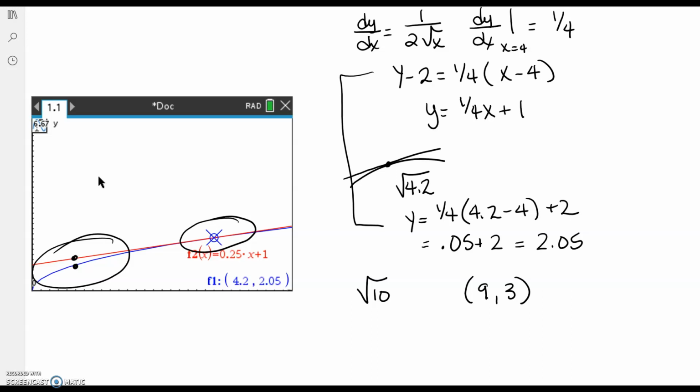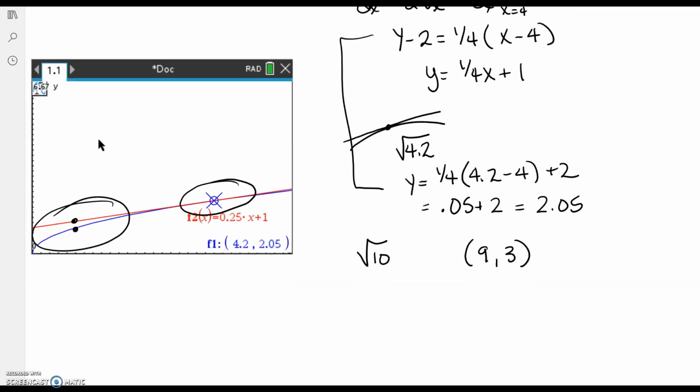One thing that's very interesting about this, and again, if we looked at more decimal places past the 0.05, we would see that our approximation is actually going to be greater than the actual square root of 4.2. You can see this from the picture. The line is above the curve. So if I have a curve and a tangent line, any point on the line is going to be greater than the corresponding point on the curve.